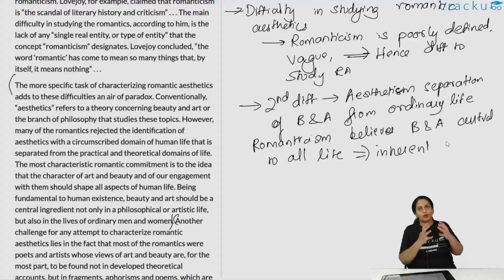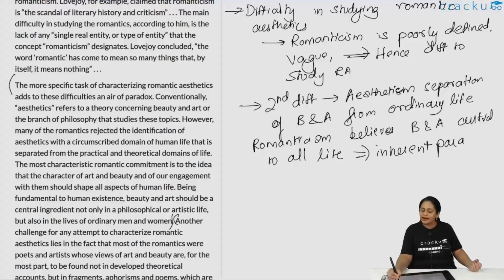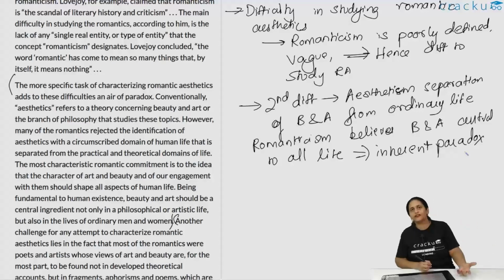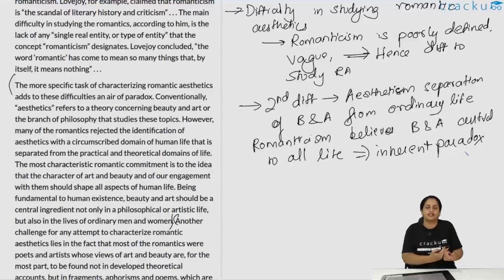When you say romantic aestheticism, there is a paradox. Romanticism believes one core tenet is that beauty and art should be everywhere, and with aestheticism, you are saying that this separate part I am going to study separately. So there is an inherent paradox in this idea, which is the second main difficulty in understanding romantic aesthetics. First is the difficulty in defining romanticism. Second is that romanticism and aesthetics are inherently paradoxical, inherently opposing in nature. There's an idea in aestheticism which is clearly opposite to the central idea of romanticism.